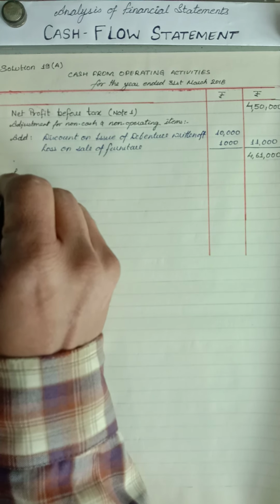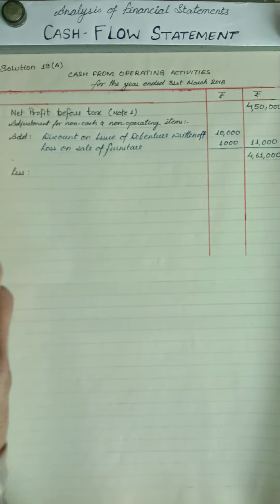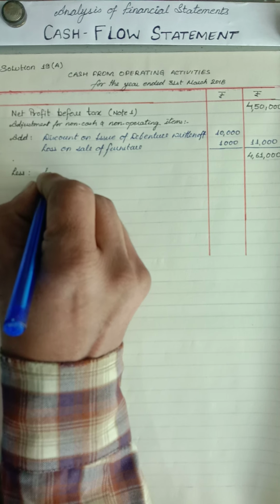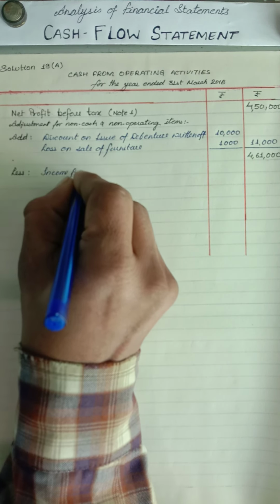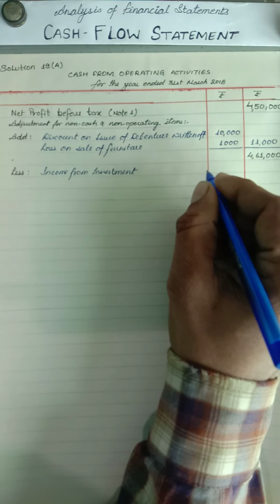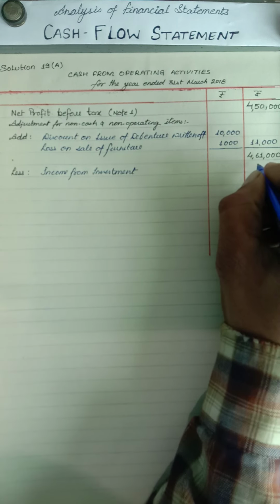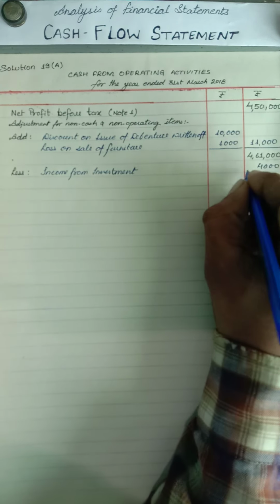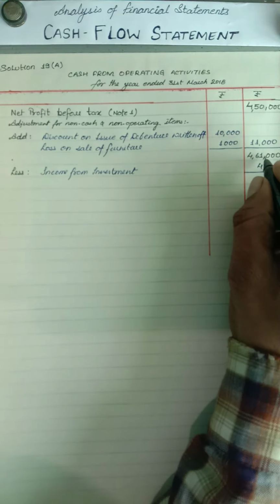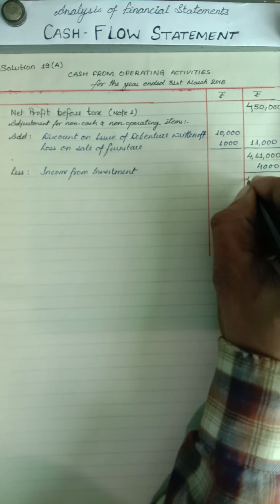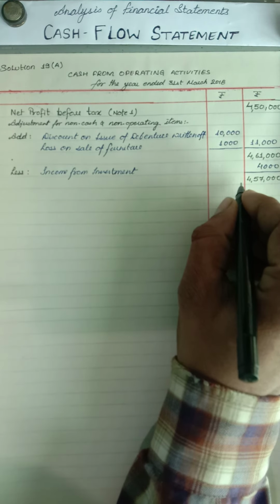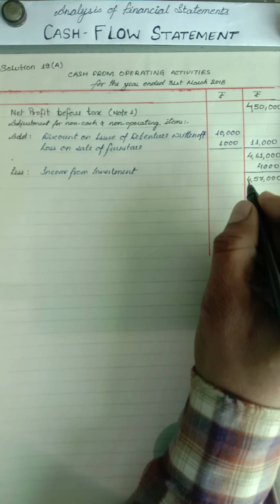So we will subtract less income, whatever incomes we have. So income from investment we have in this. Income from investment we have given as 4,000 rupees. So directly I am going to write, because no other income is given. So I am going to subtract this 4,000. So by subtracting this 4,000, we will have an amount of 4,57,000 rupees. It is clear. And this amount is what? It is operating profit before working capital changes.